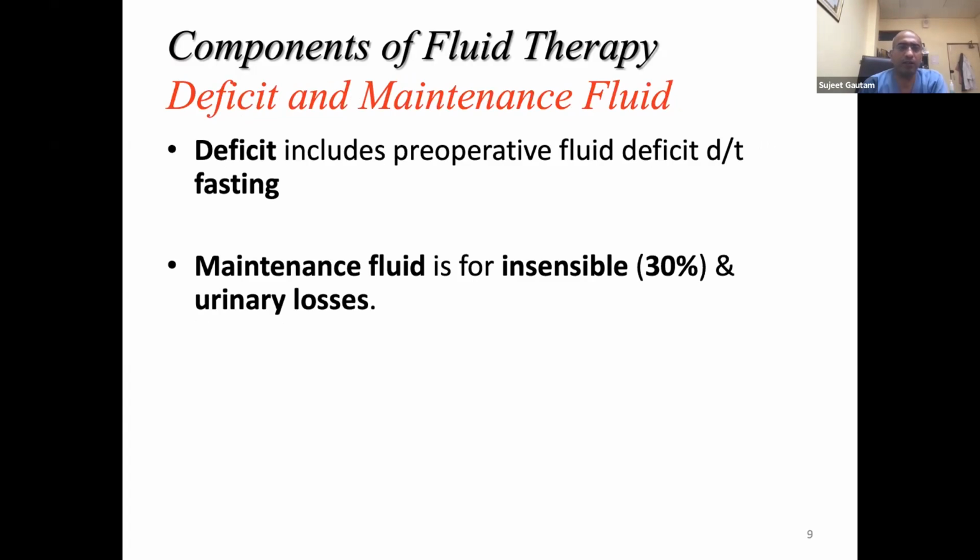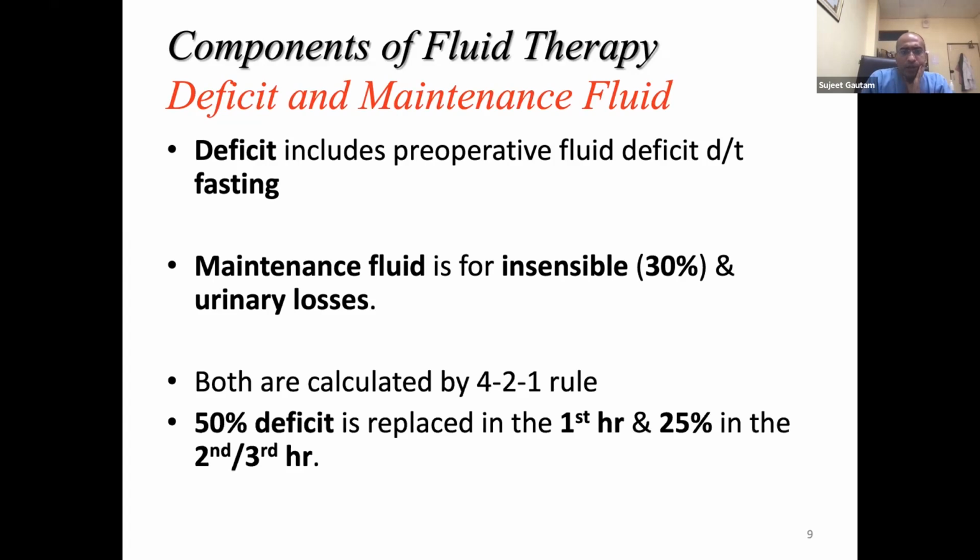Now, the deficit which we usually give during any anesthetic intervention or surgical procedure includes the preoperative fluid deficit due to fasting, because before any surgical procedure there is a period of fasting and the person is not drinking any fluid. So it has to be taken into consideration for that period, and it is calculated similar to the maintenance fluid on an hourly basis. The maintenance fluid is for insensible and urinary losses. Both are calculated by the 4 to 1 rule, based on the calorie consumption method. And 4 to 1 means 4 mL per kg per hour for the first 10 kg.